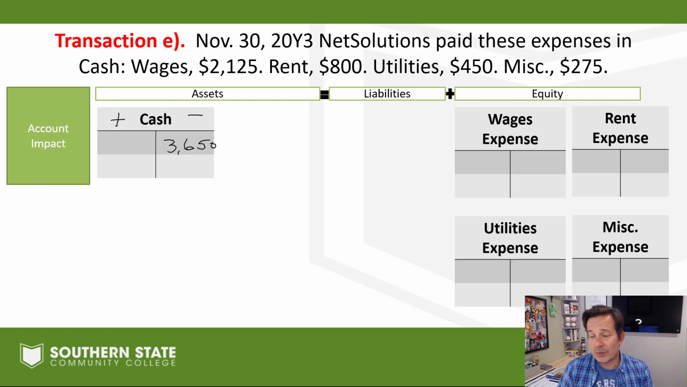We know, as we've seen from our entry, expenses go up on the debit side. And so we have our wages was $2,125. Our rent was $800. Utilities is $450. Miscellaneous is $275. We can call that part posting. We journalize it and then post it over to the individual accounts.